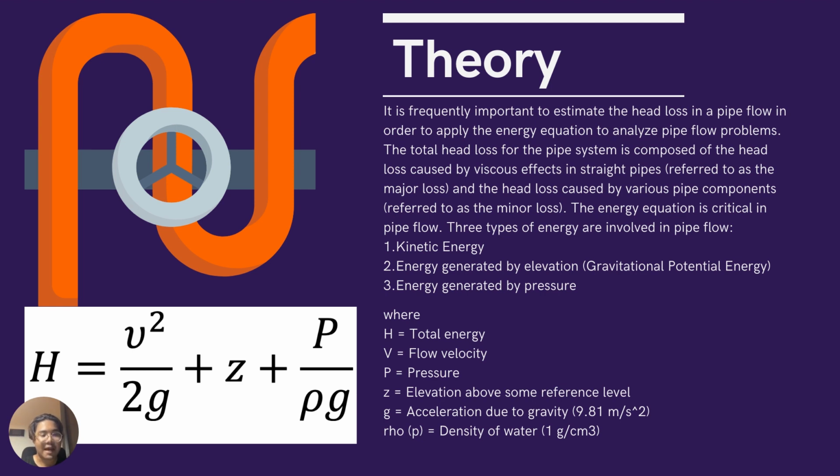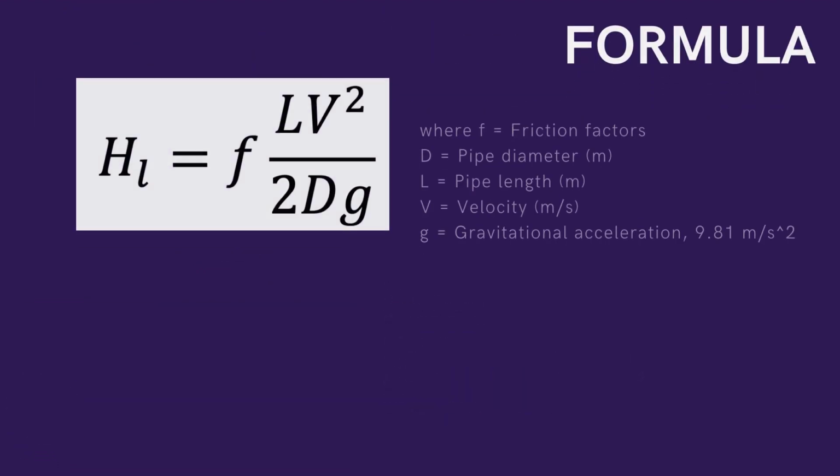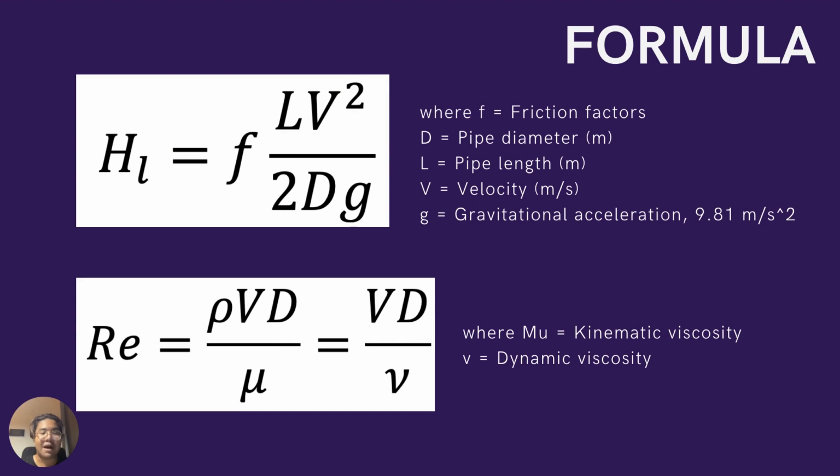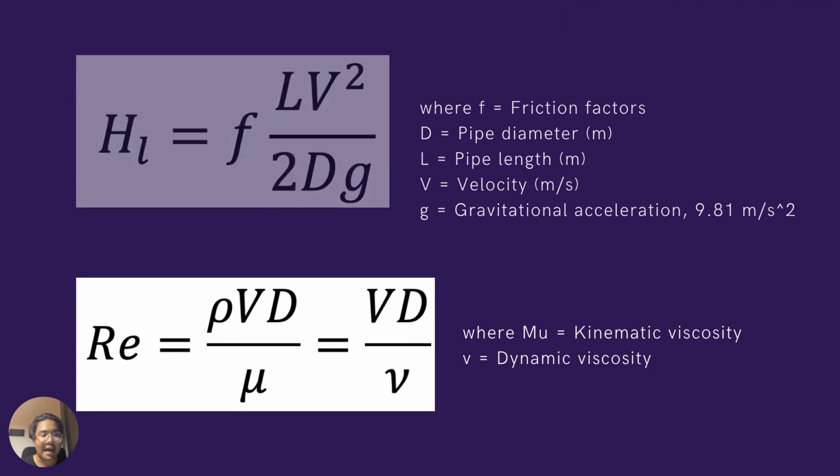And the formula shown is head equal to V squared over 2g plus Z plus P over rho g, where head equals total energy, V is flow velocity, P equals pressure, Z equals elevation, g equals gravity rate, and rho equals the density of water. And after that, the formula will be head loss and Reynolds number. Please remember it carefully.